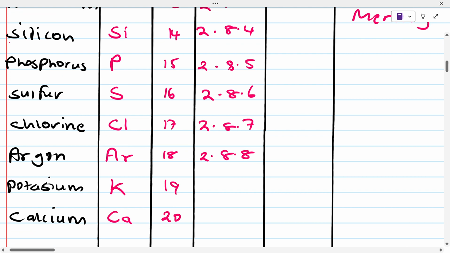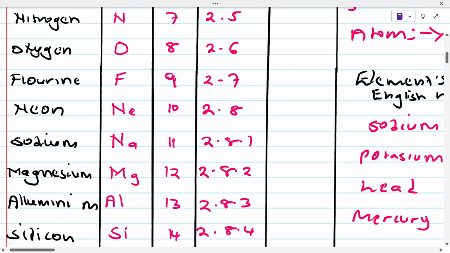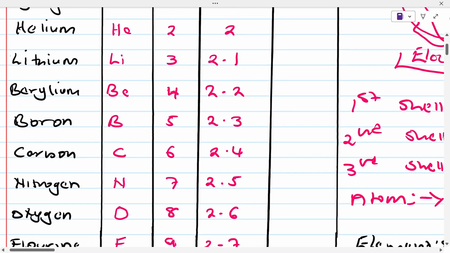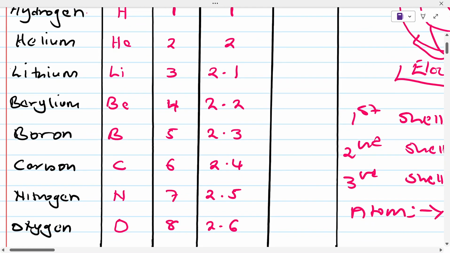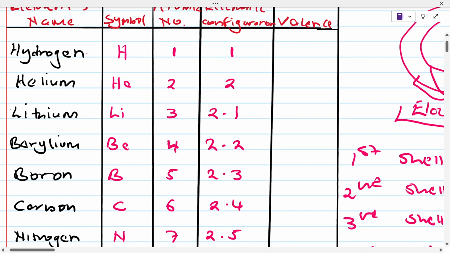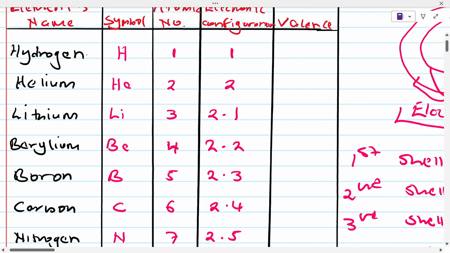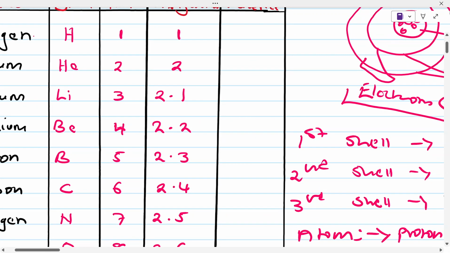Now we move to the 4th shell. So it is going to be 2:8:8:1. Then 2:8:8:2, which is calcium. Now, that's the explanation as far as electronic configuration of an element is concerned. Now, I'm going to move to a concept known as valence.